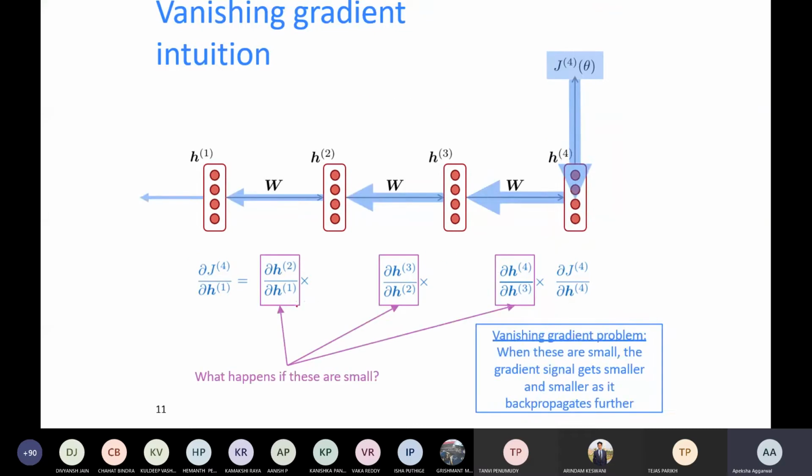We have seen this. So what happens if these values, these gradients are very small? So vanishing gradients happens when these values are very small, and it converts to very 0.0001, which is very insignificant. Okay, so this is vanishing gradient.